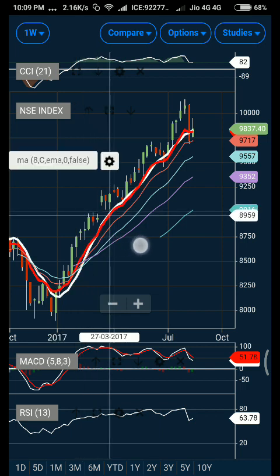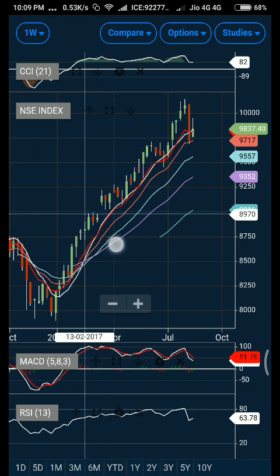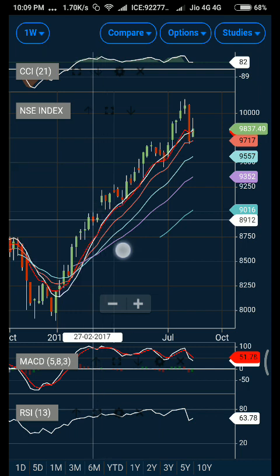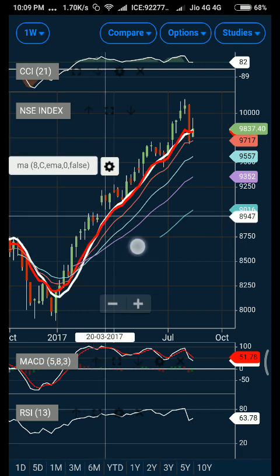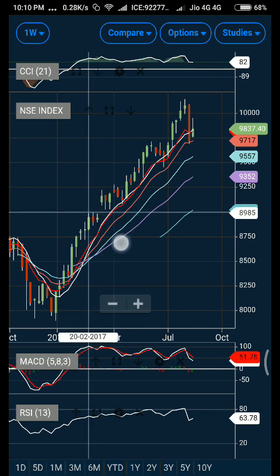I mean, some of you must be hearing that the market is going to go down, it will go to 9,000, 8,000. All those things are going on. So I'll tell you how to identify whether those kinds of talks that are going on are actually serious or just a rumor.